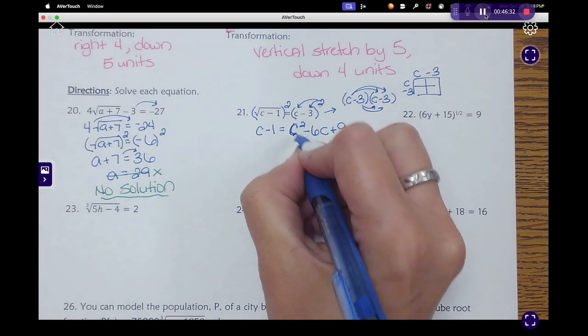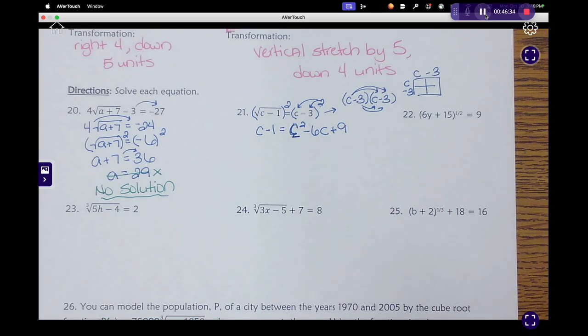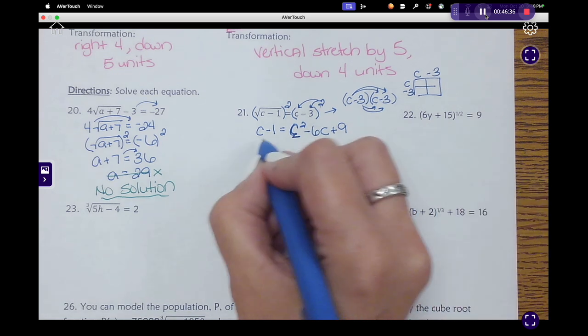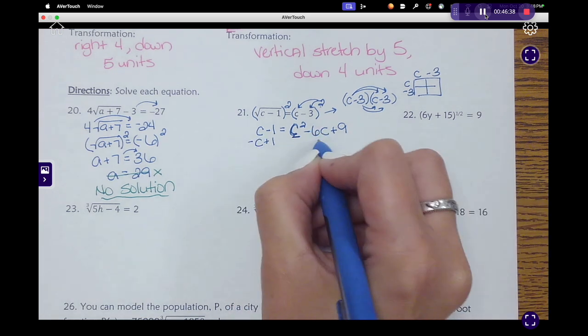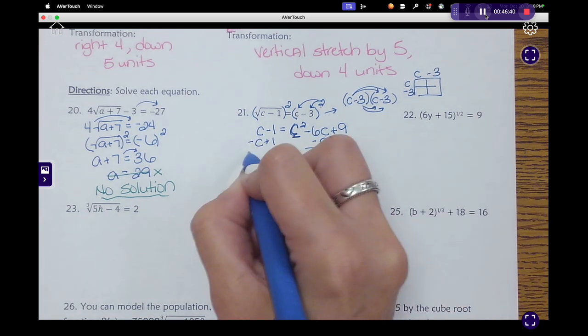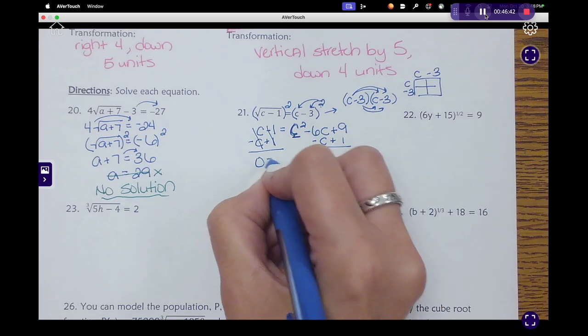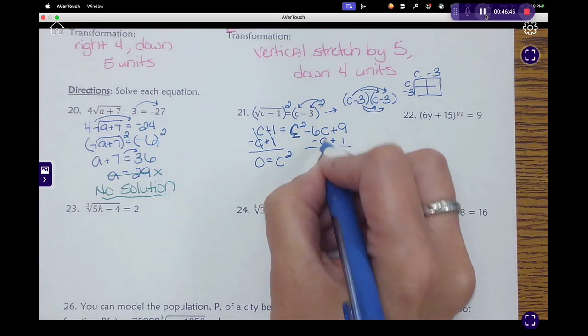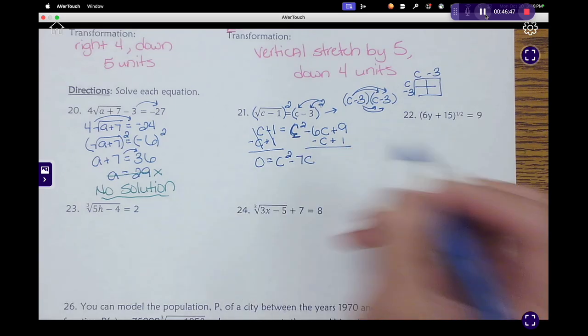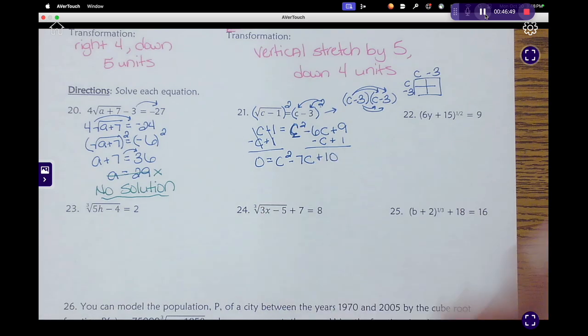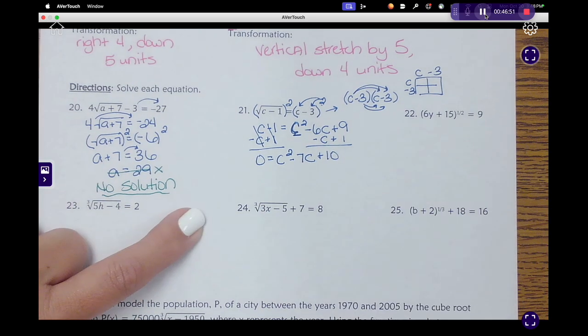So anytime you are left with a squared, I need to get everything to one side. So here, I need to move these over to this side by doing the opposite. So now I have 0. This right here is going to give me a negative 7c, and that gives me a 10. So now I need to solve this quadratic.